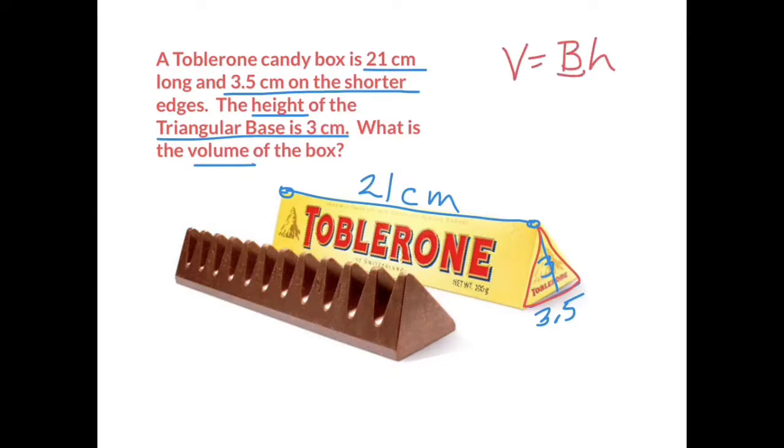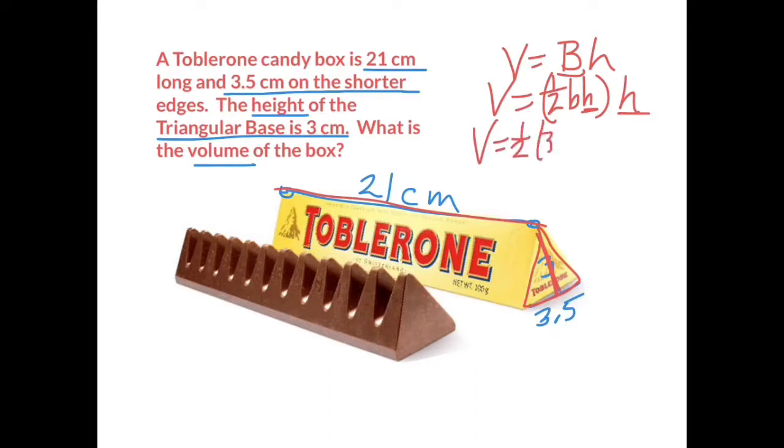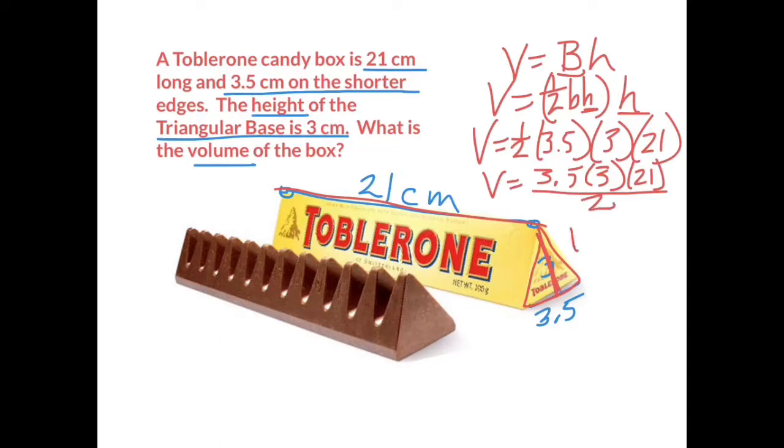The B stands for area of the base, and we know it's a triangle, so replace B with 1/2 little bh times the height of the prism. So that first little h is the height of that triangular end, and the second h is how long the box is, 21 centimeters. So substitution step, 1/2 times 3.5 times 3 times the 21 centimeters. On a calculator, what you could do is do 3.5 times 3 times 21 and hit enter, and then divide by 2. That would give you a volume of 110.25 cubic centimeters.